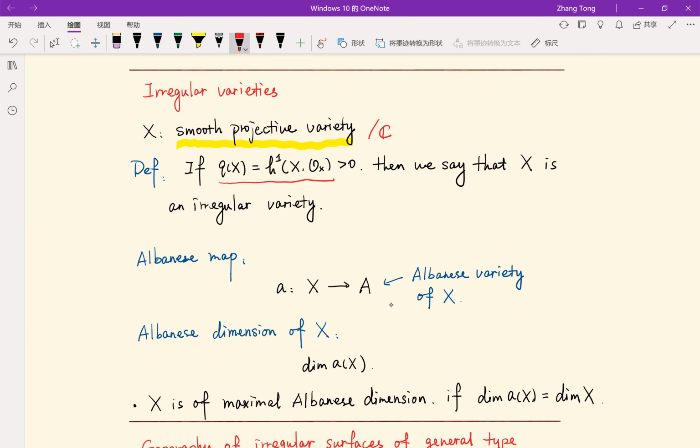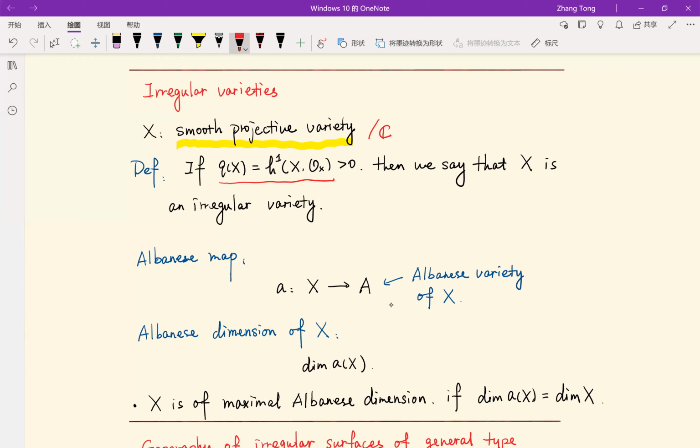I think there are many irregular varieties. For example, if you have a smooth projective curve of positive genus, then it's irregular. And abelian varieties are irregular. And you can take the product of abelian varieties with other varieties. They are also irregular. So there are many irregular varieties, and they form a very important class of all algebraic varieties.